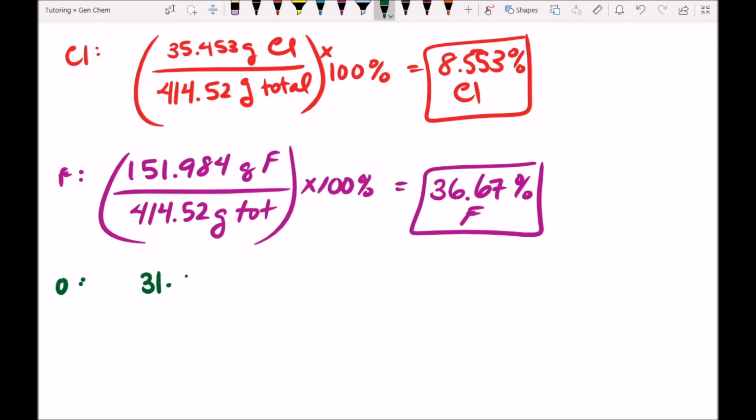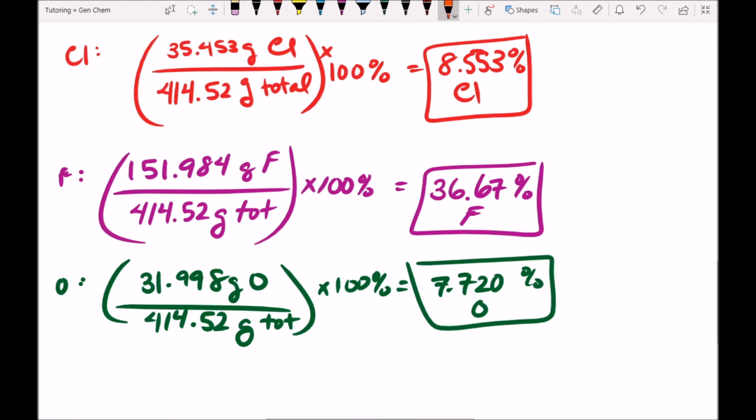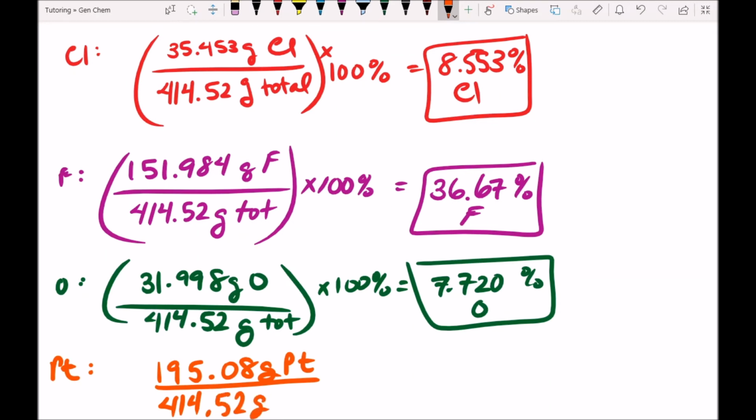Moving on to oxygen. 2 moles of oxygen contributed 31.998 grams of oxygen over a total mass of 414.52 grams total times 100% gives us 7.720% oxygen. And finally, platinum. 1 mole of platinum, 195.08 grams platinum contribution in this compound. Out of course, the total, 414.52 grams total. Multiply by 100% to get our percent mass contribution, 47.06% platinum.